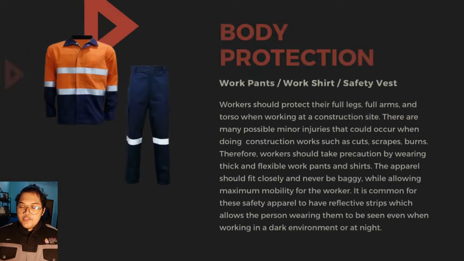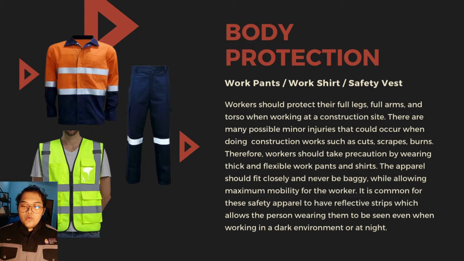Next, we move on to body protection, where we will focus on our apparel such as work pants, work shirts, or even safety vests. Workers should protect their full legs, full arms, and torso when working at a construction site. There are many possible minor injuries that could occur when doing construction works, such as cuts, scrapes, or burns. Therefore, workers should take precaution by wearing thick and flexible work pants and shirts. The apparel should fit closely and never be baggy, while allowing maximum mobility for the worker. It is common for these safety apparel to have reflective strips which allow the person wearing them to be seen even when working in a dark environment or at night.